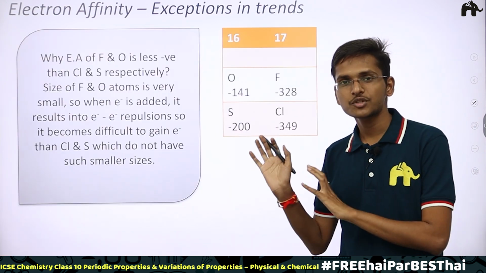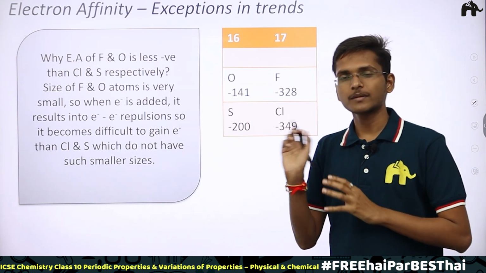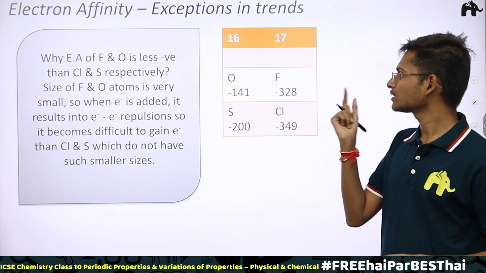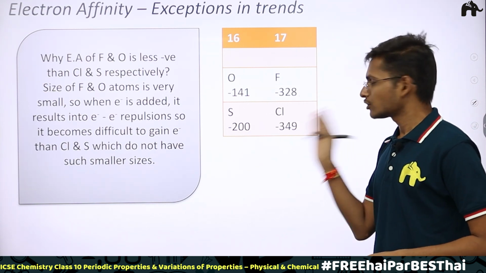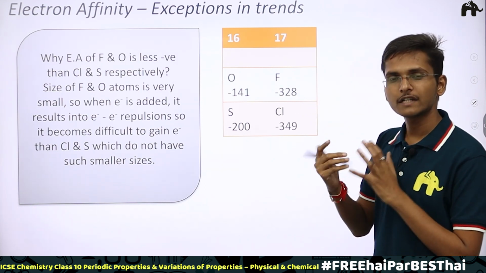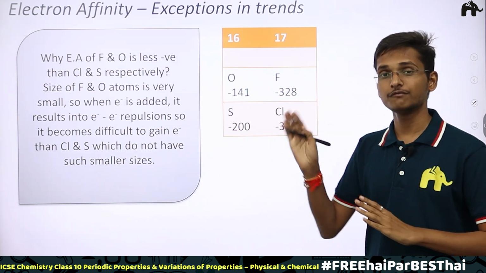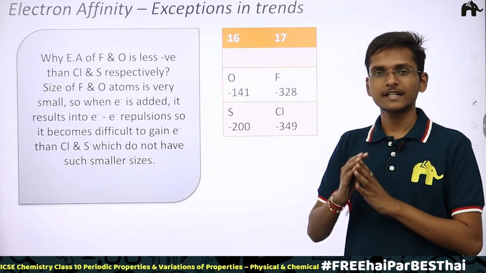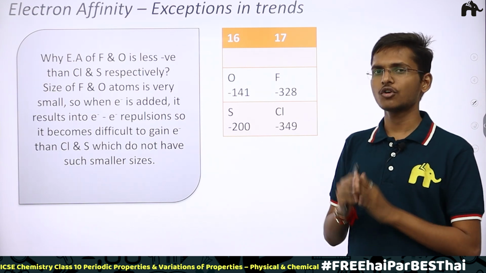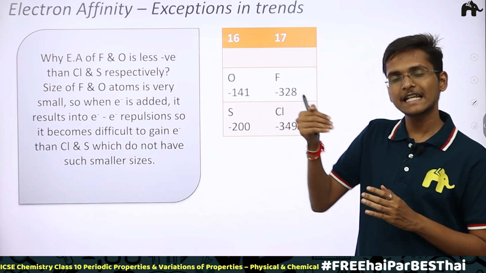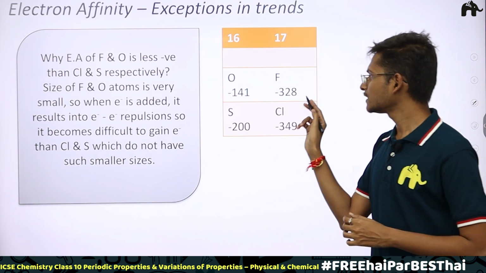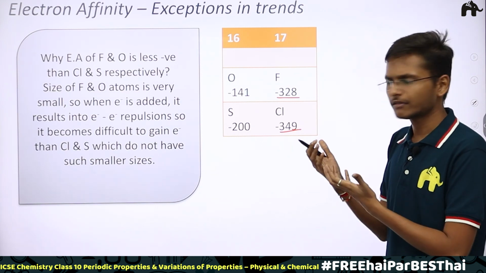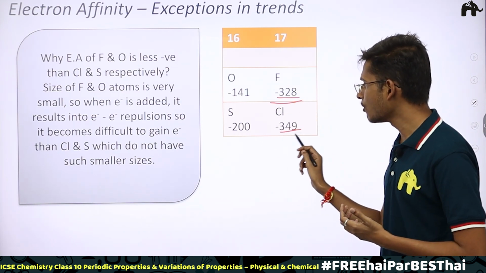Now moving to the next exception. If you look at the table, you would quickly observe that fluorine and chlorine both have electron affinity values, but there is some mismatch, because we just studied that when we move down the group, electron affinity decreases, right? Electron affinity values go on decreasing, or they become less negative, right? But here you can see the value is increasing from 328 to 349, or we can also say that the value is becoming more negative.